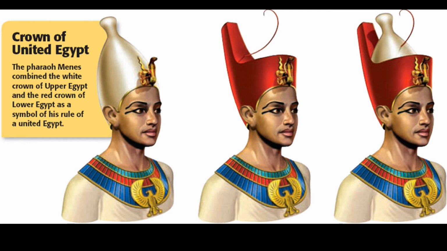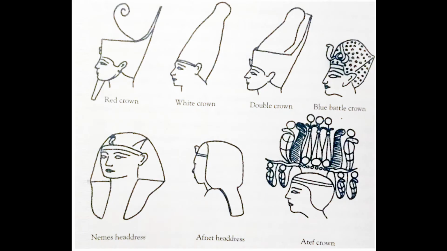I want you to pay attention to these crowns, and we will see other crowns in the future. The Egyptians had endless amounts of crowns for their pharaohs. I want you to know these three on the top here for now. We'll get to the other crowns later, and indeed we'll talk about more than what's even shown here.